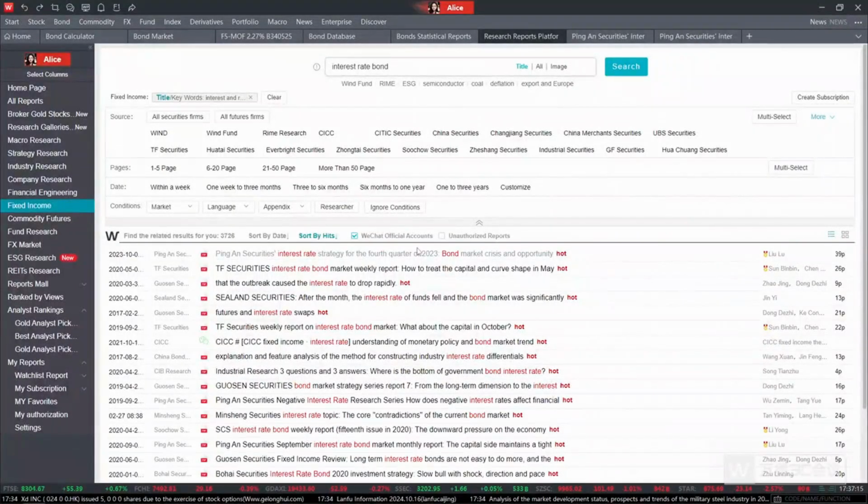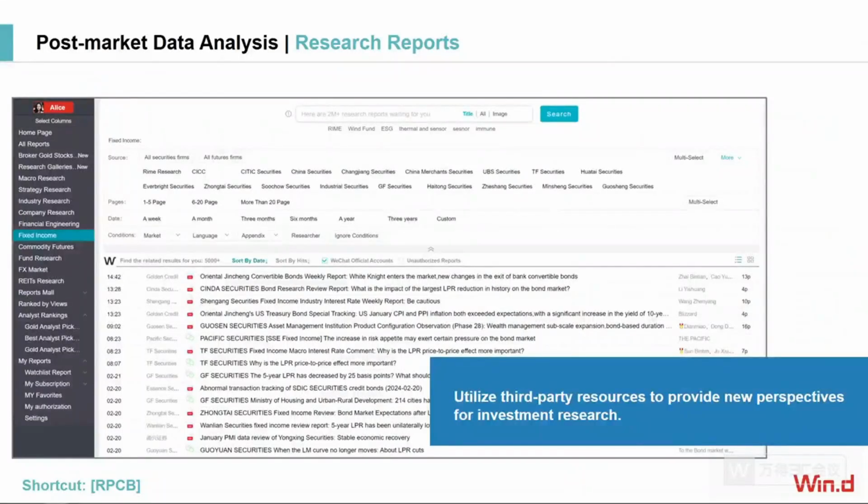Okay, so let's go back to our last slides. So we can utilize third-party resources to provide new perspectives for investment research. As I mentioned, the custody statistical data and also the research report part can help you get the related third-party information over here. So, in conclusion, with our powerful Wind Financial Terminal, you can not only get the latest bond quotes, as I mentioned in the first part, you can also get multiple sources of post-market information for analyzing. So these will all contribute to the success of your investment.